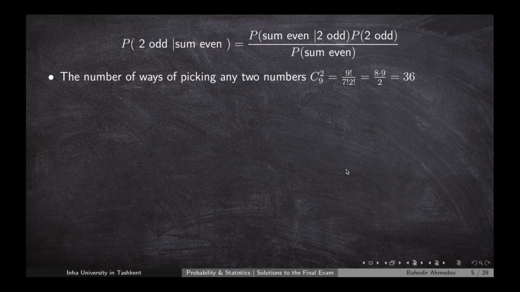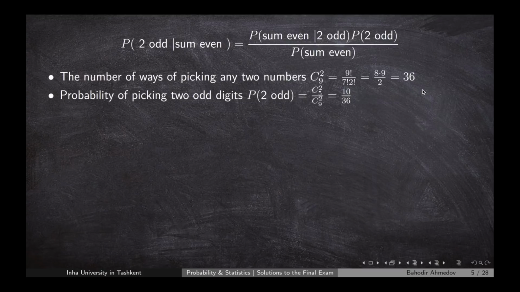So let's do this. After picking any 2 digits out of 9 digits, it's the combination of 2 and 9, which is going to be 36. So the probability of picking 2 odd digits is going to be the number of the ways of picking 2 odd digits divided by the number of the ways of picking any 2 digits. It's going to be 10 over 36.